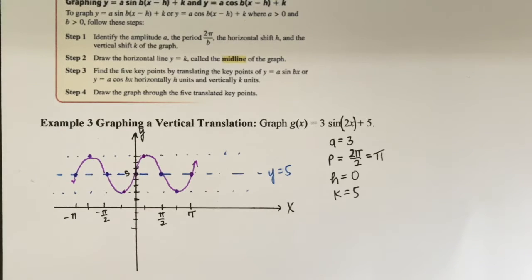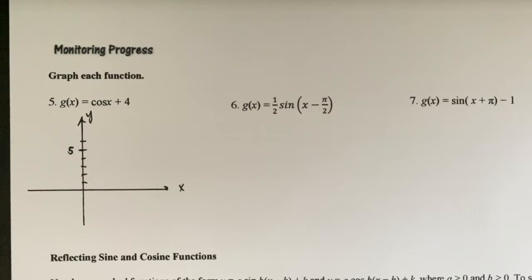Don't forget to draw arrows at the ends. And here's the graph of our function. Let's do a vertical translation one more time. Down here for monitoring progress number 5, we are going to graph cosine x plus 4.